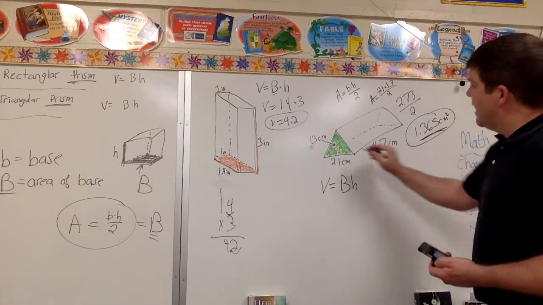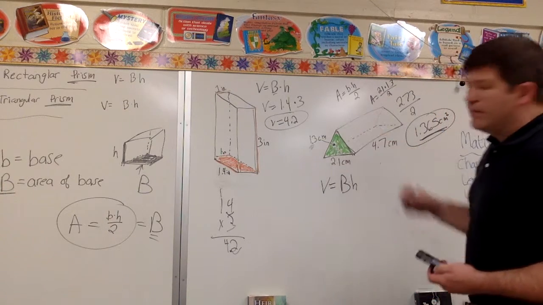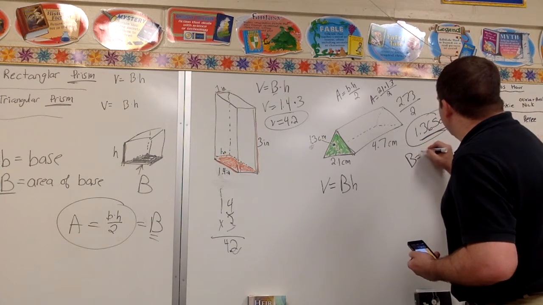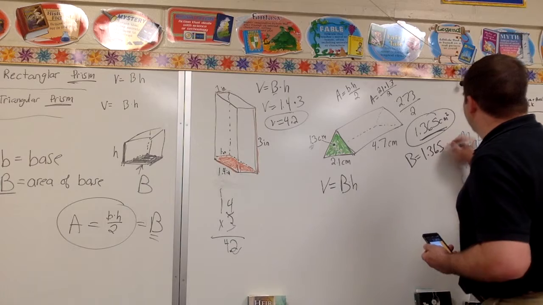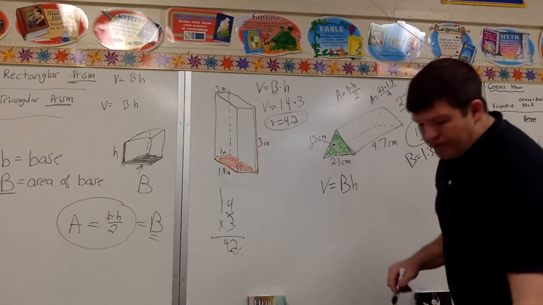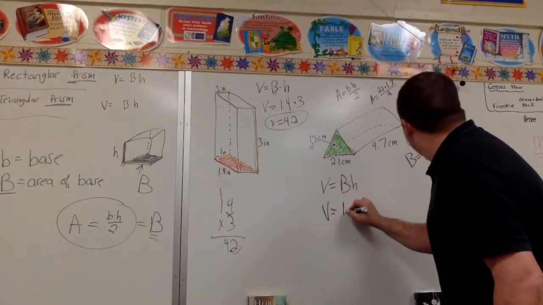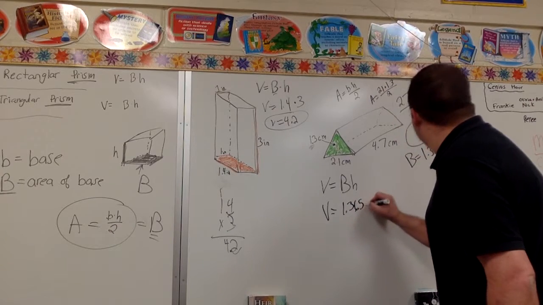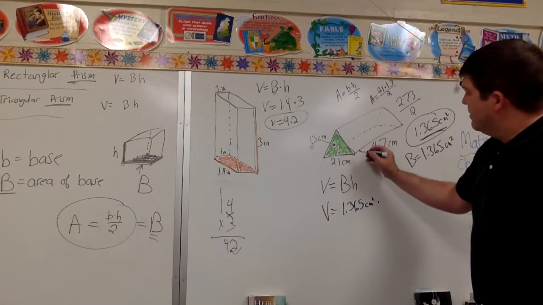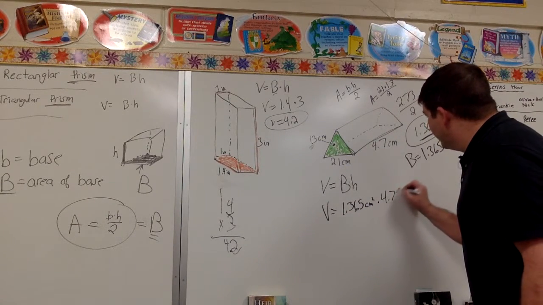This right here is the area of my base. So this is my big B. Big B equals 1.365 centimeters squared. But now I go back to my formula. So I have volume equals big B, 1.365 centimeters squared, times my height. And if I have it standing up here, here's my height, 4.75.